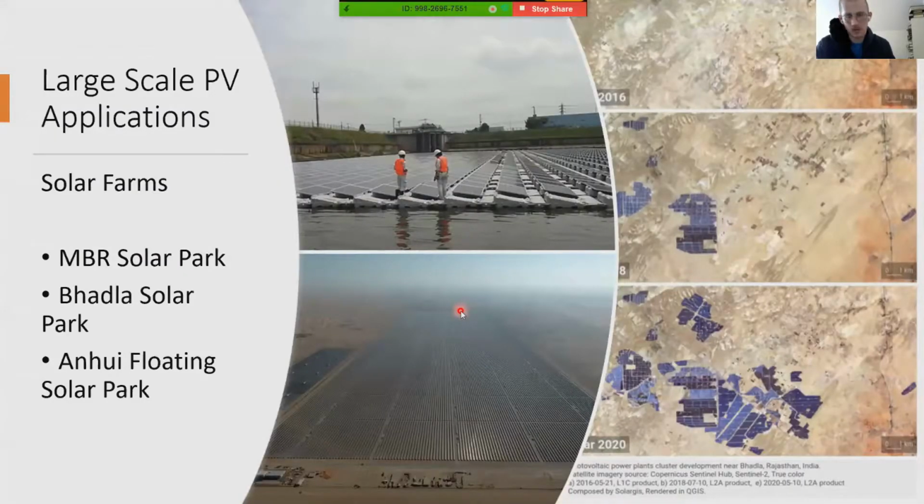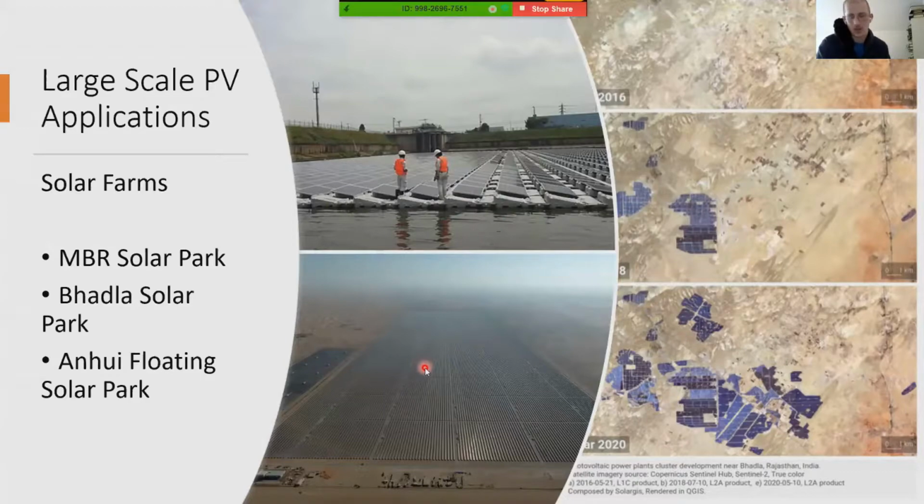Some examples of large-scale photovoltaic applications. Okay, yes, this was a picture that I showed earlier. This is the MBR solar park near Dubai. This particular park spans 30 square miles and is being built in phases. When phase 5 is completed, it will be the largest single-site solar plant in the world with an estimated capacity of 5,000 megawatts.